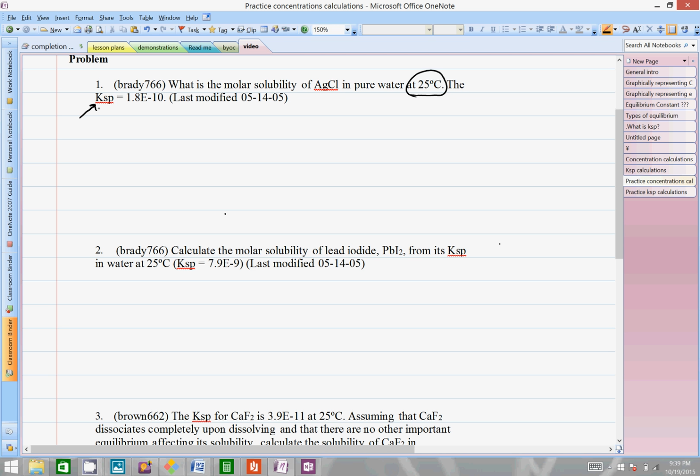Alright, so what is the molar solubility of AgCl? The first thing I do is I start writing out my equation. AgCl goes to Ag plus and Cl minus. I know this thing is balanced, 1, 1, 1. So when I write out my Ksp expression, it will equal the concentration of the Ag plus times the concentration of the Cl minus. Okay? And it wants to know the molar solubility, because this is the maximum solubility, which would represent equilibrium.